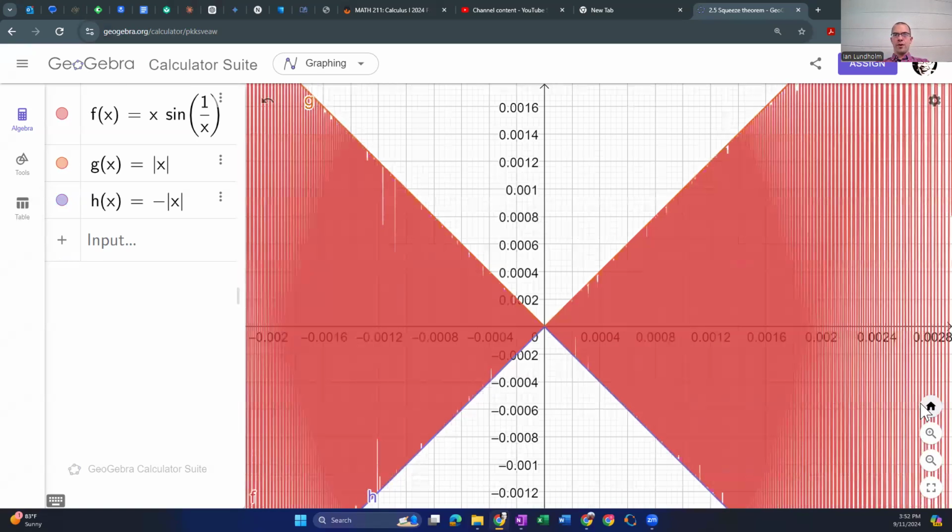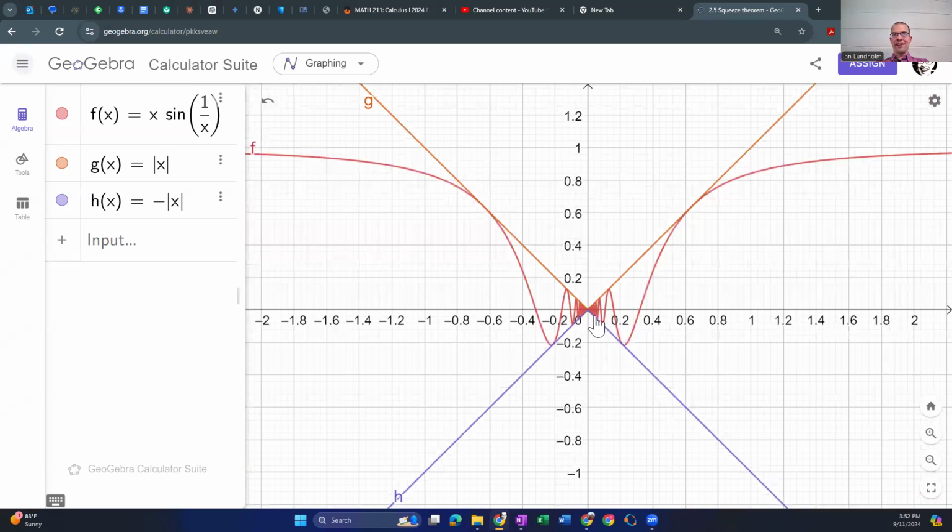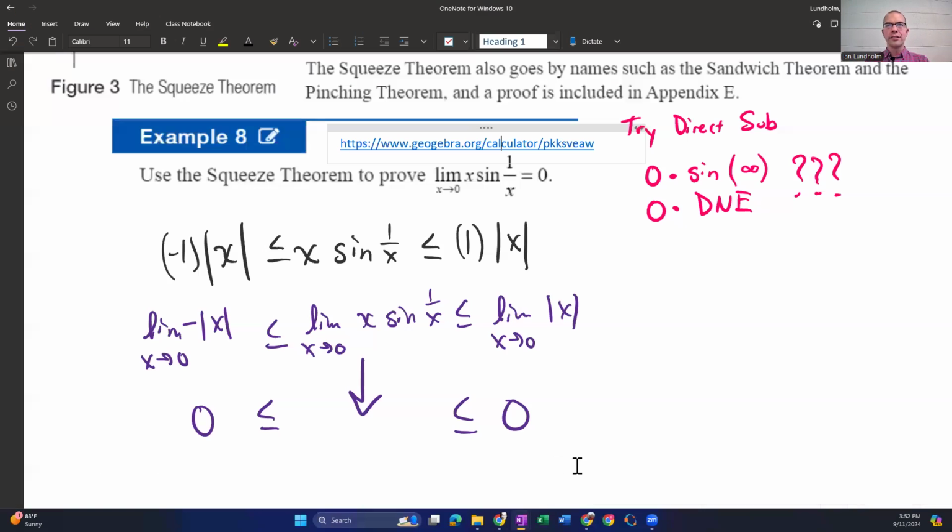So let's go ahead and zoom all the way back out. This is a little bit easier on the eyes, but this is the scenario that we're working with. One thing that you might try before you realize you need the squeeze theorem is direct substitution. If you put in 0 for x, you would get a 0.